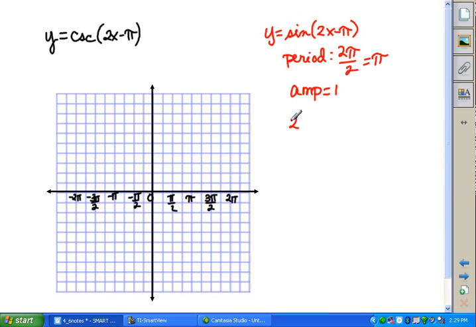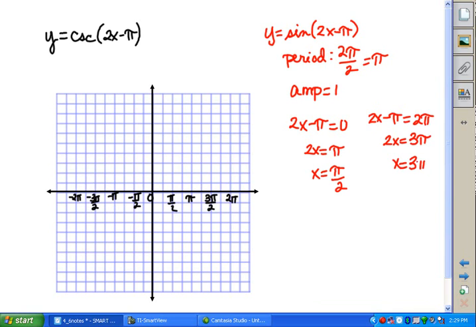Now we know that our period is going to begin where 2x minus pi is equal to 0, and will end where 2x minus pi is equal to 2 pi. So if we add pi and divide by 2, we get that it begins at pi over 2, and it ends at 3 pi over 2. And again, what happens between those? It makes a full cycle of sine. So at pi over 2, 3 pi over 2, and in between it reaches a 0.